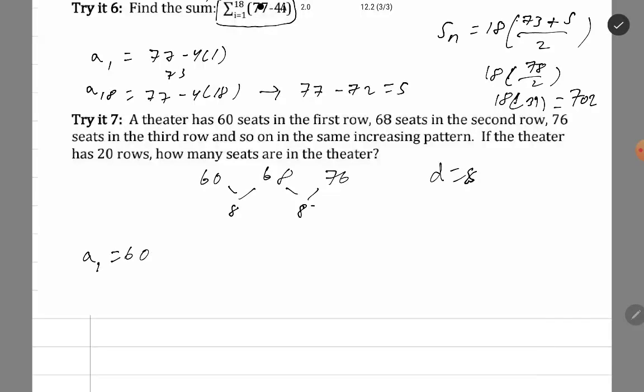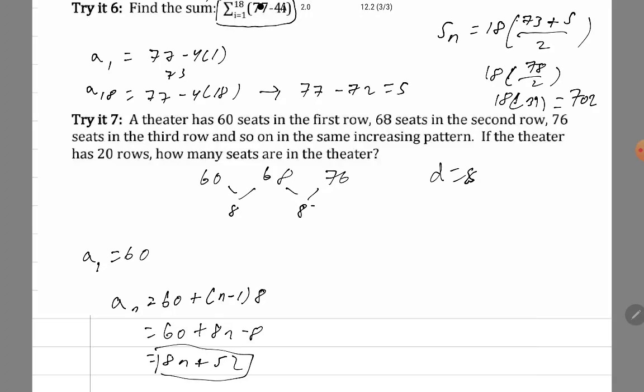Okay. So if I wanted to write the rule, it would be a sub n equals 60 plus n minus 1 times my common difference 8. So that would be 60 plus 8n minus 8. So this is 8n plus 52. So that's my equation. Now, why do I have this equation? Because I need to find the last term. And just a little bit of practice.